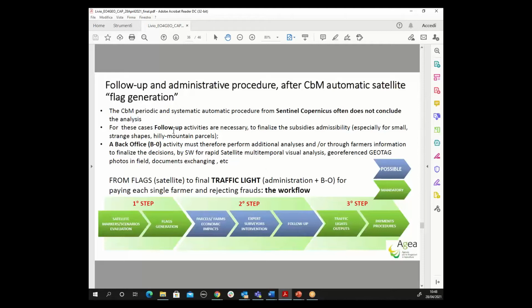Generally, we have 2-3% of these yellow situations. That seems like nothing, but considering, for instance, 6 million parcels analyzed automatically, if you extract 2 or 3%, it is unfortunately a large amount of work. Go on, please, next.